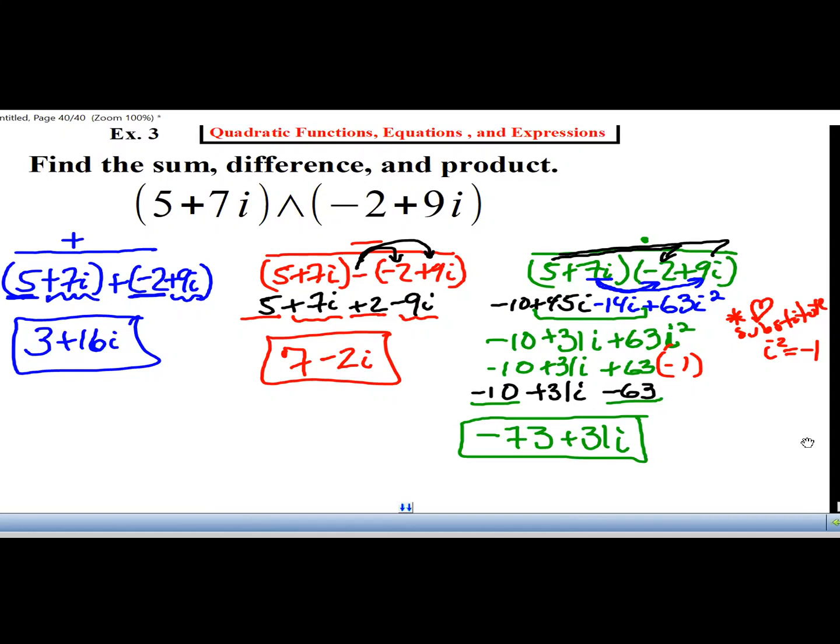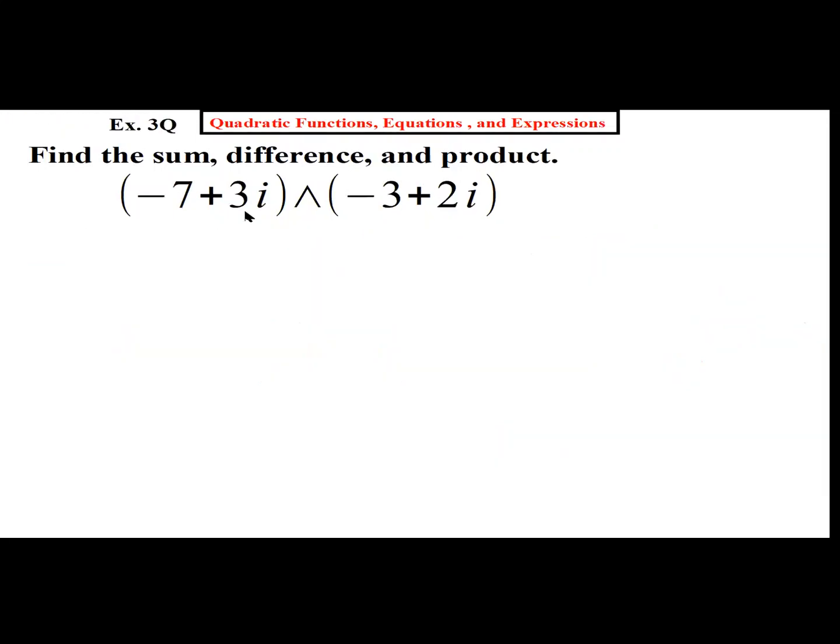So let me give you one for you to do by yourself. Ready? Here we go. Example 3Q, negative 7 plus 3i and negative 3 plus 2i. Find me the sum, difference, and product of those. Ready, go. I'll come right after and do those to make sure we got them.